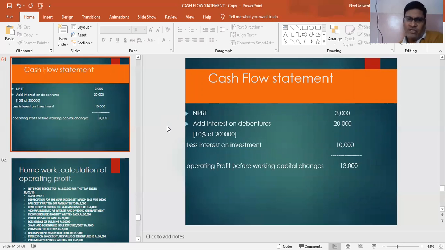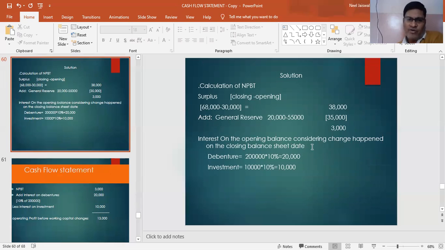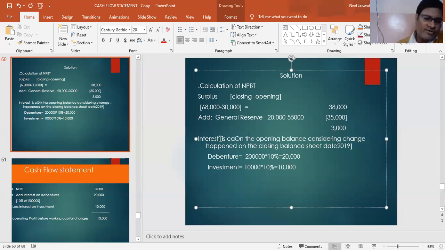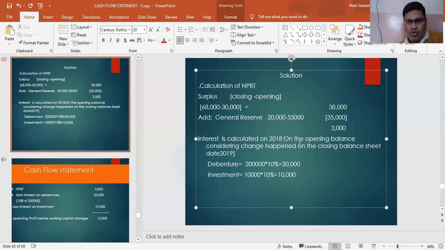So we have seen over here interest is calculated on the opening balance, considering the change happened on the closing balance sheet date. We have considered that the change has happened on the closing balance sheet date, that is 2019, the changes have taken place. So interest is calculated on 2018's balance, on the opening balance.